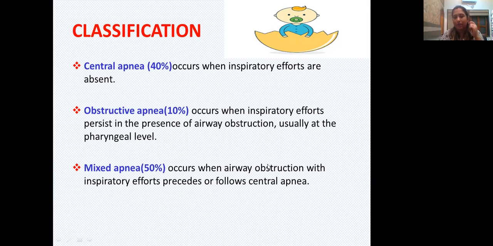And the third type and the most important type is mixed apnea. Mixed apnea occurs when airway obstruction with inspiratory efforts precedes or follows central apnea. So there is central apnea as well, and there is some sort of airway obstruction also present, as a result of which mixed apnea results.